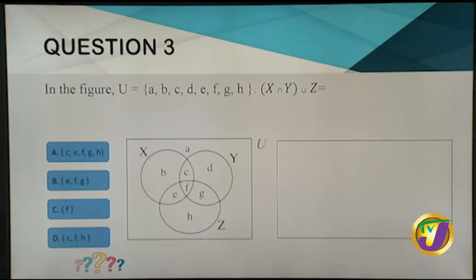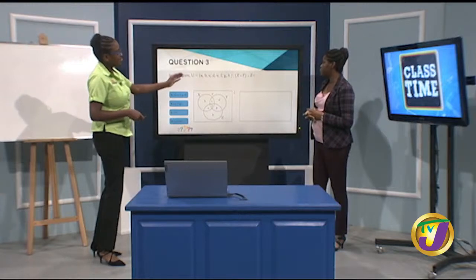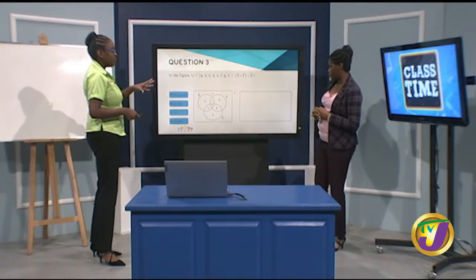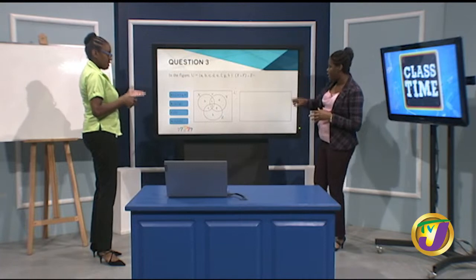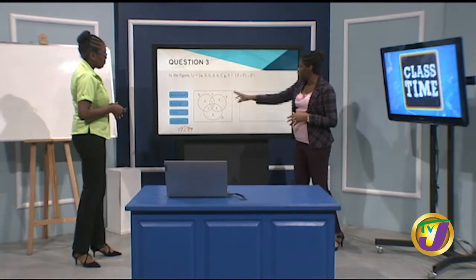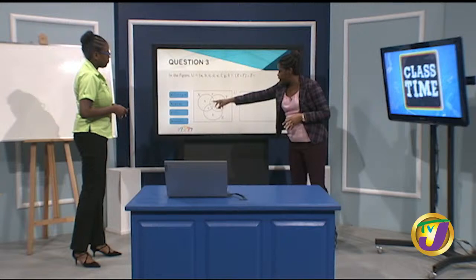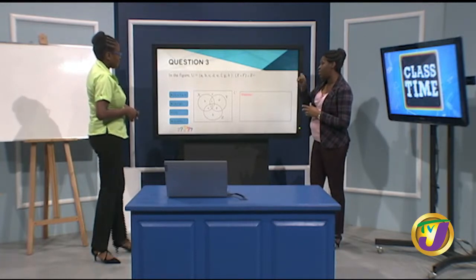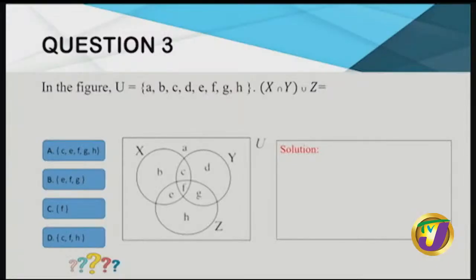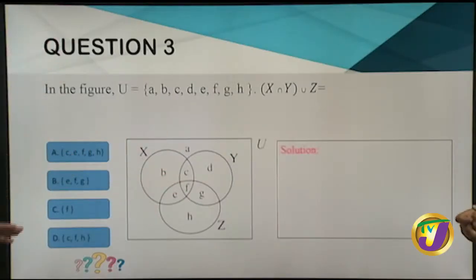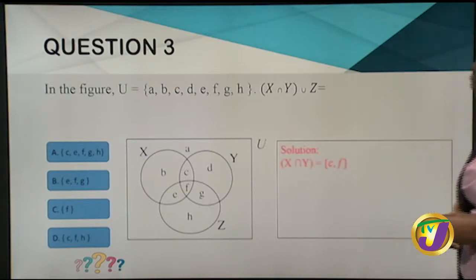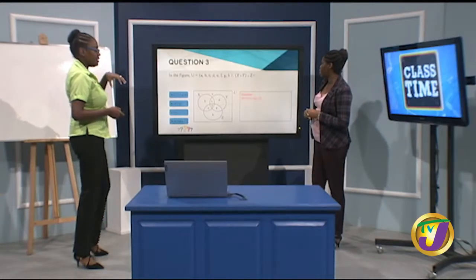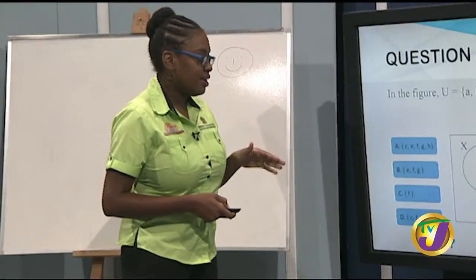So we were to look at this question in parts. X intersect Y would be all the elements that are common to both set X and set Y. If we look at our diagram, we would see that this portion where C is would be the intersection for X and Y. And we need to also include the F, because F is also in that overlap. So that section contains the elements C and F.